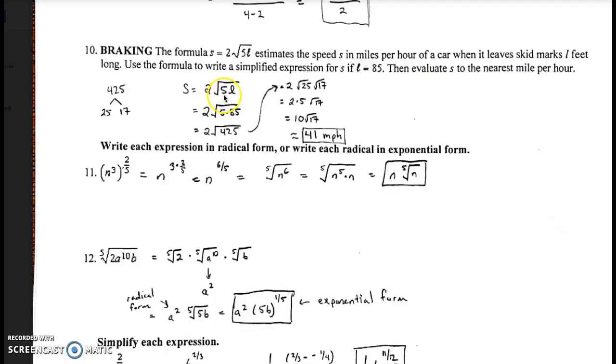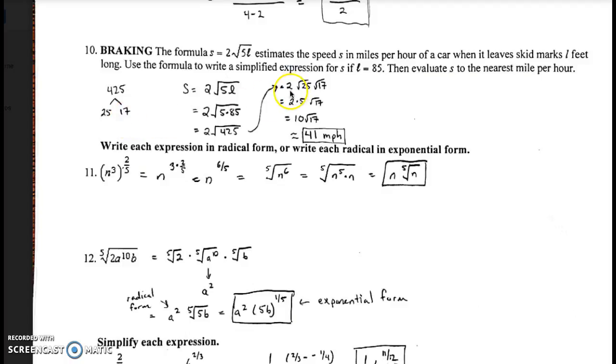So the first thing I'm going to do, I've written my formula down. I put in 85 for L. 5 times 85 is 425. And then I thought, can I simplify the square root of 425? So I broke 425 down, and it happened to be 25 times 17. And I know 25 is a perfect square, so I'm happy with how I've broken it down.